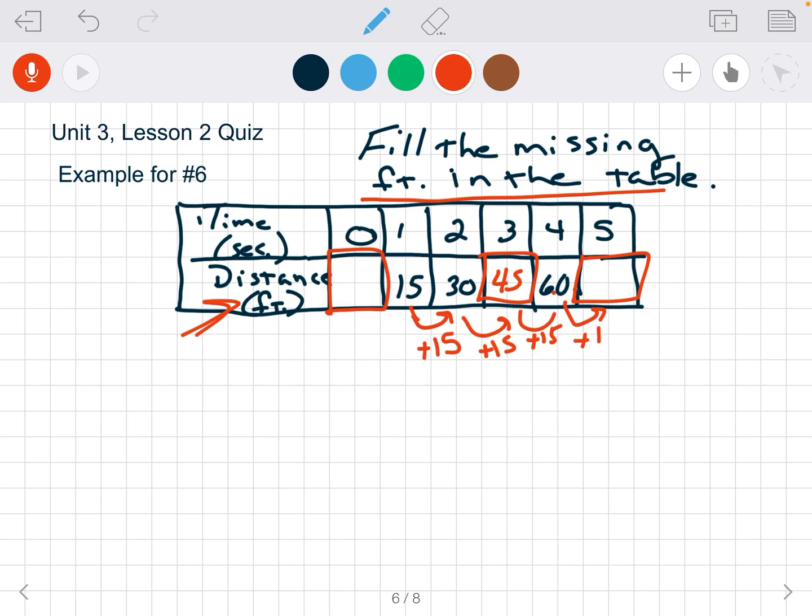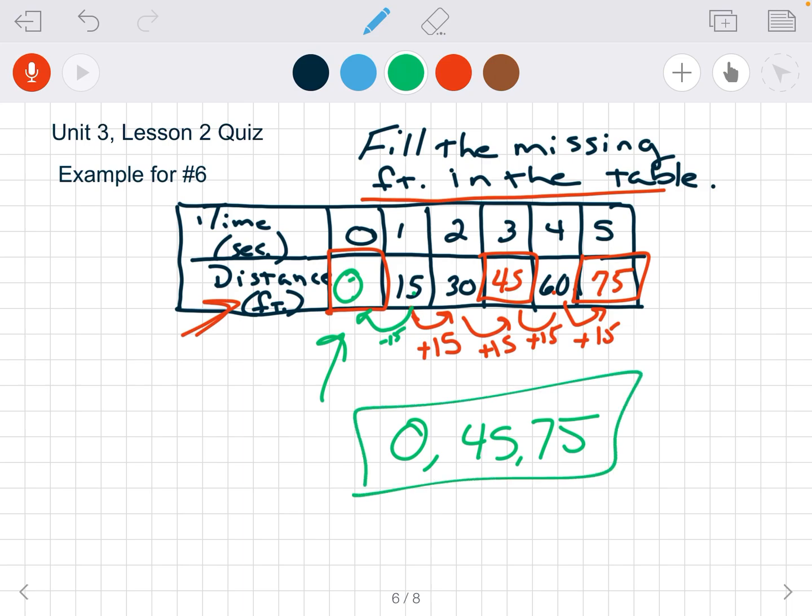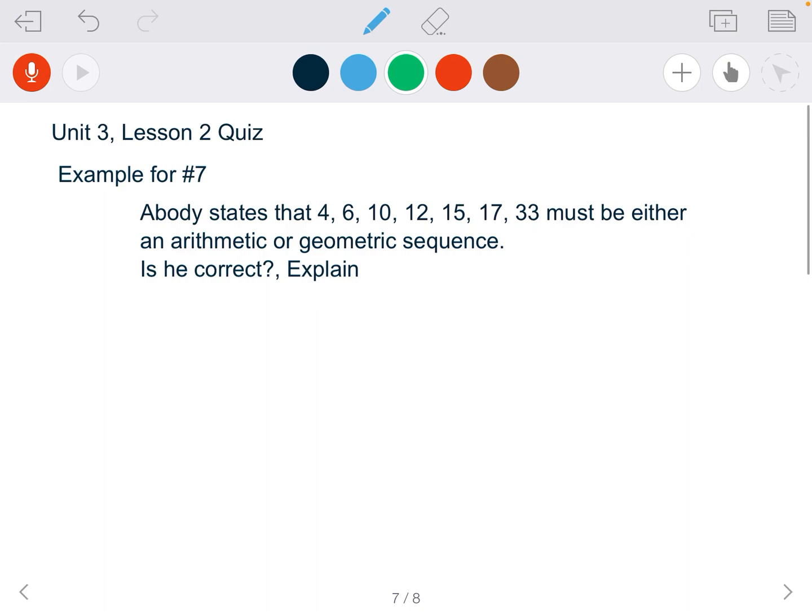Same thing you're going to do for this problem. And then I'm going to add 15 to 60, giving me 75. So how can I find that first box? Well, I can go the other way, and I can subtract 15, which gives me 0, or figure out what number I can add to 15 to get 15. So this is how you figure out the missing blanks there. Look at what you have, find the pattern, and then fill in. It's the same thing, it's just using a table format.